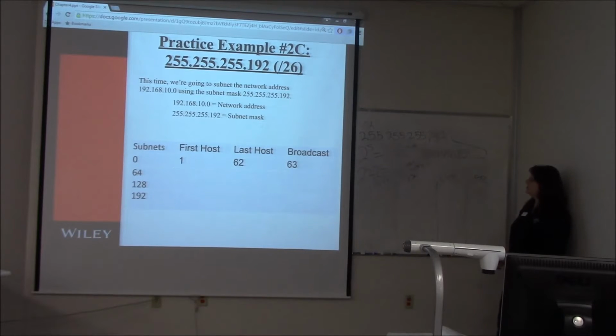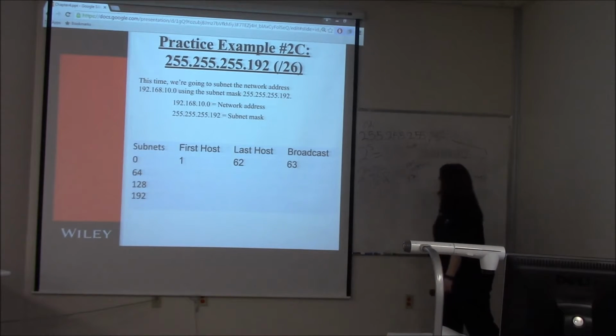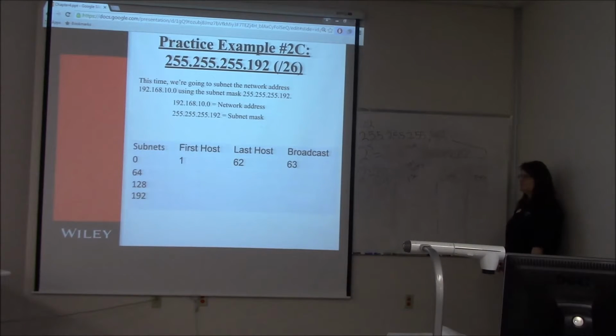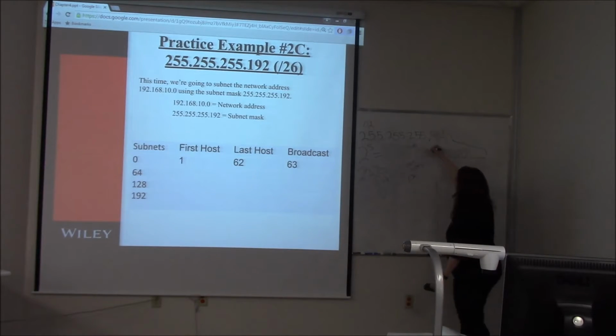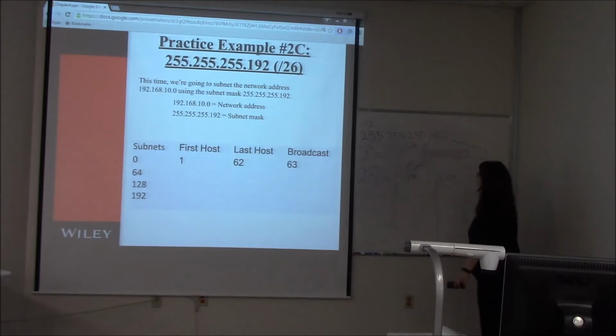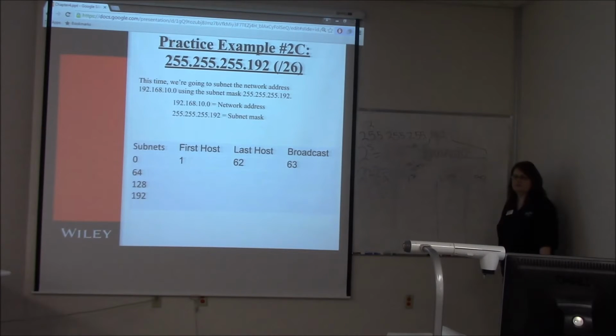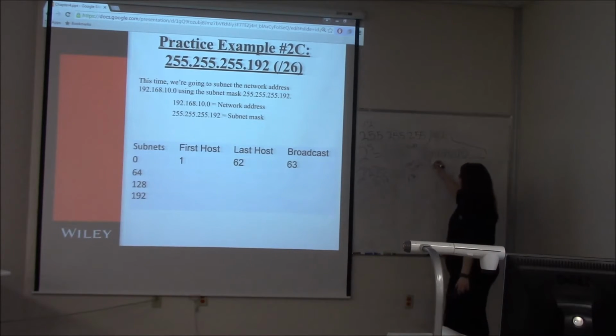I need to fill in this chart. What's my first step? Zero in the first one. How do I find my increment value? Whatever the binary value is of the place where the last one stops. So here's the place where the last one stops, which is what? 64. So this is my increment. 64.